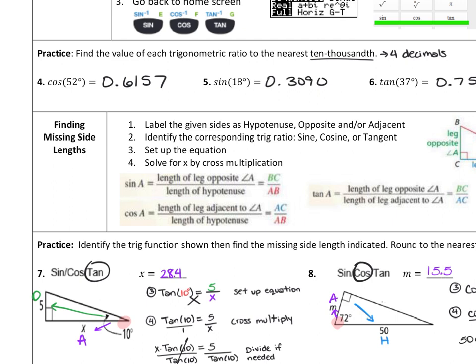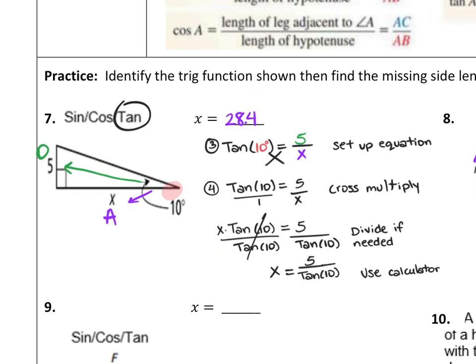So we're going to label the given sides as hypotenuse, opposite, or adjacent, just so we know what we're working with, and identify the sine, cosine, or tangent. We've already done that. You've been able to tell me which one we're using. Then we're going to set up the equation like a proportion. When we set up our equation like a proportion, we will cross multiply and divide and solve and then find x.